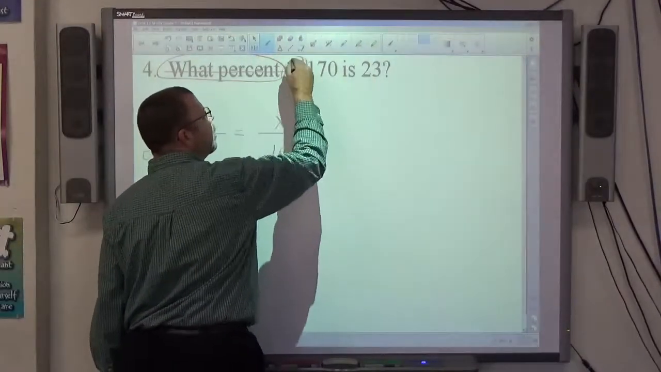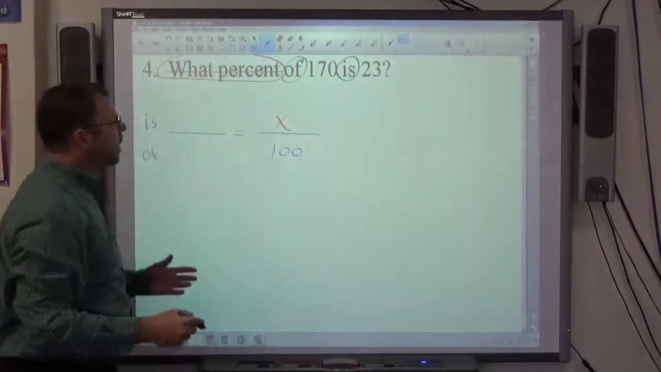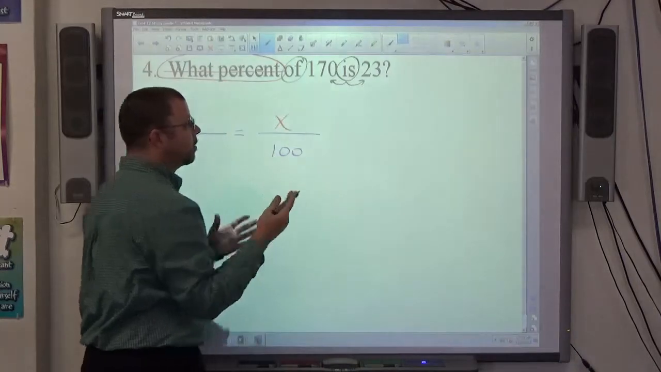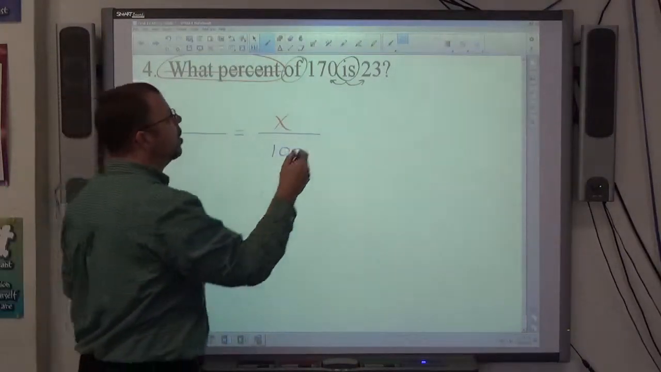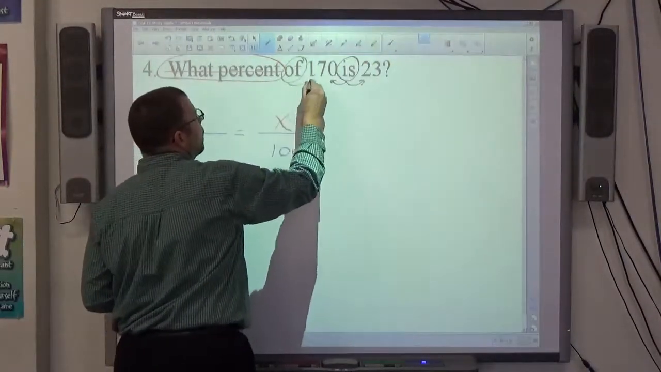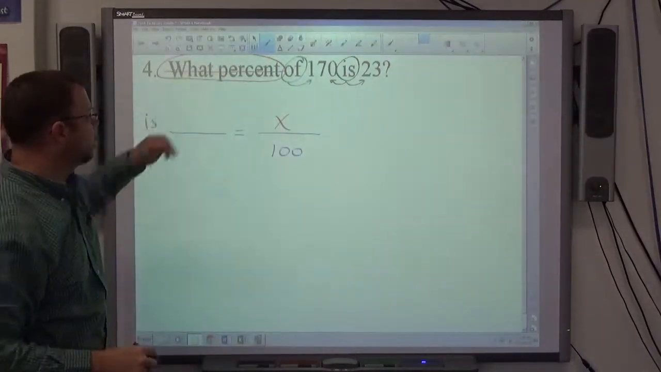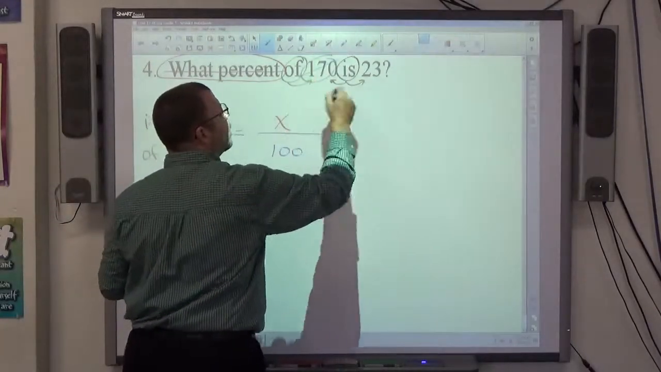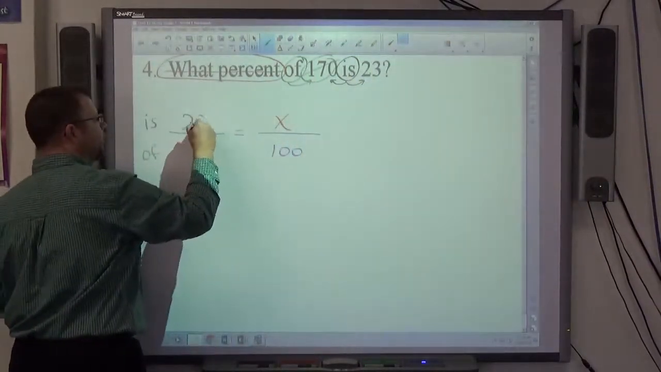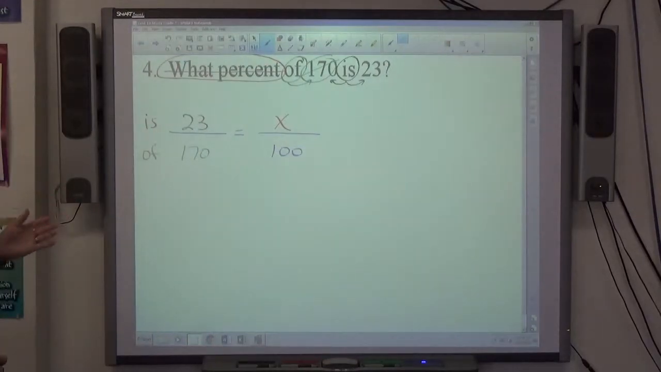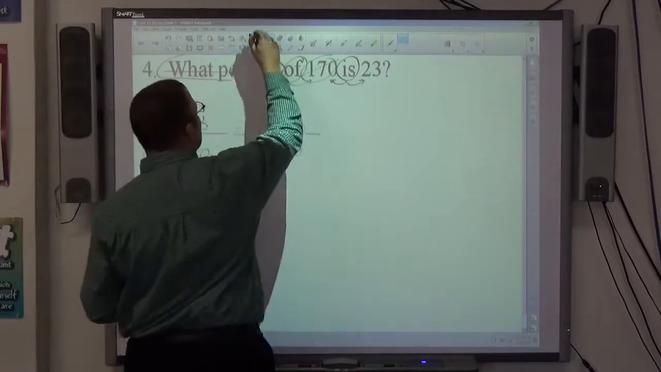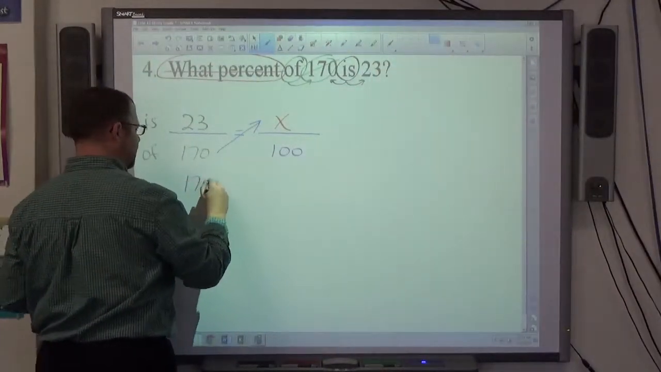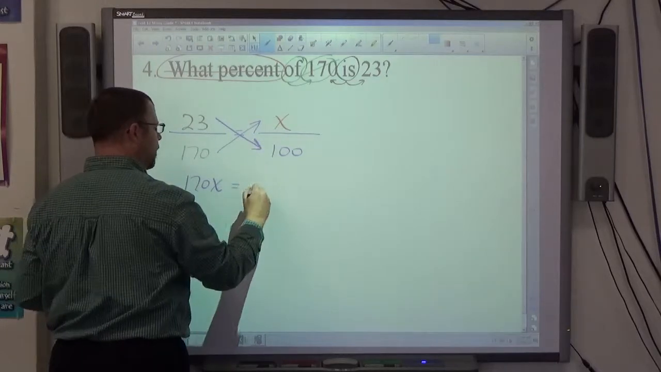Okay, there's of, there's is. And looking at is, both numbers 23 and 170 are next to is. So is could be either one of those numbers. But if I look at of, the only thing next to of is 170, because we've already used the what percent. So the only thing that could be the bottom number is 170. And once we use 170, the only thing left to be on top could be 23. So again, create the proportion correctly, and then solve the proportion based on what you've got written down there. So if I cross multiply, 170x is equal to 23 times 100.